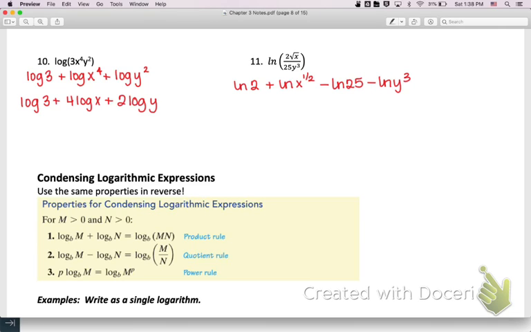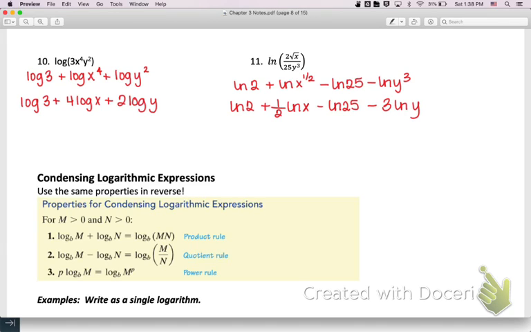You can go ahead and split it into pieces there. And if you're not quite making that connection, that's fine. Write it out in pieces and distribute the negative like we did on the previous example. But I'm trying to give you some tips on efficiency here so you can get through these a little bit quicker. So now we have the natural log of 2 plus 1/2 natural log of x minus the natural log of 25, which we can't evaluate, minus 3 natural log of y.